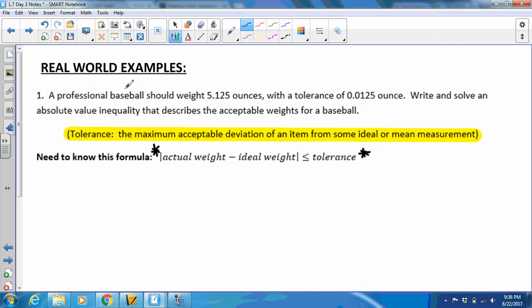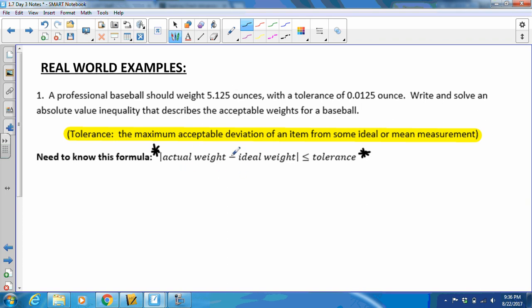It says a professional baseball should weigh about 5.125 ounces with a tolerance of 0.0125 ounce. We need to write and solve an absolute value inequality that describes the acceptable weights for a baseball. Basically they're saying we want an ideal measurement for the weight of a baseball, but this weight can be between two values. We have some leniency, because not everything is going to be perfect.